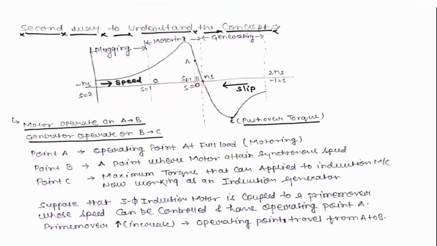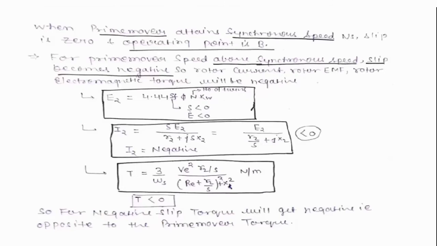This is the maximum torque we can achieve. If the prime mover supplies the rotor with a torque greater than this, the generating action will vanish. So try to remember this, it is an important concept.